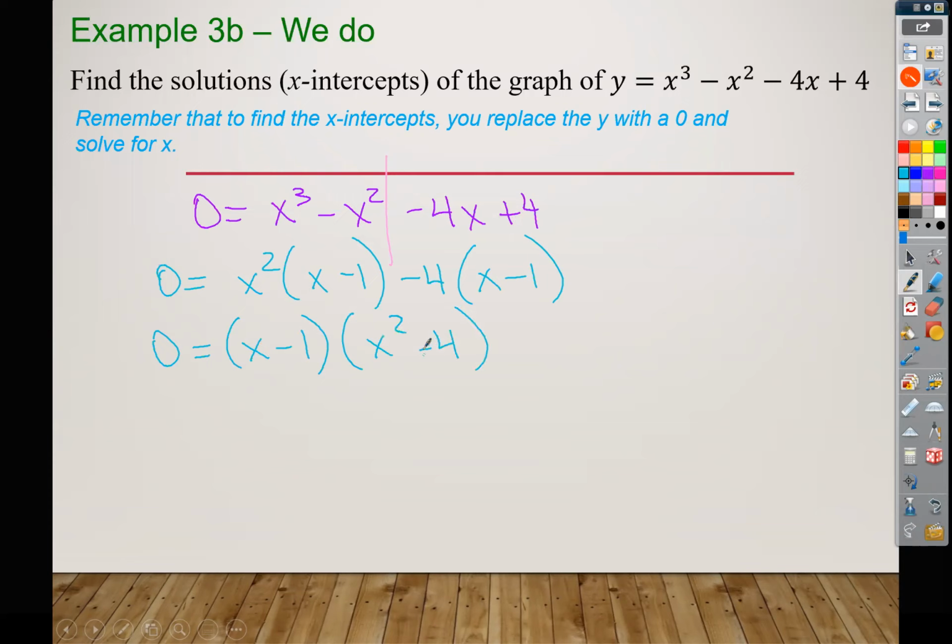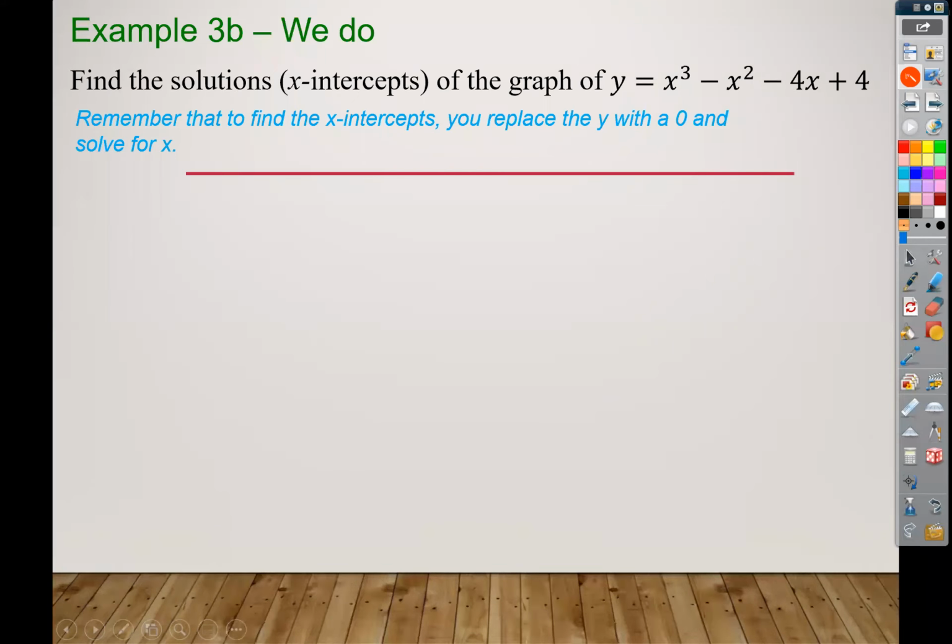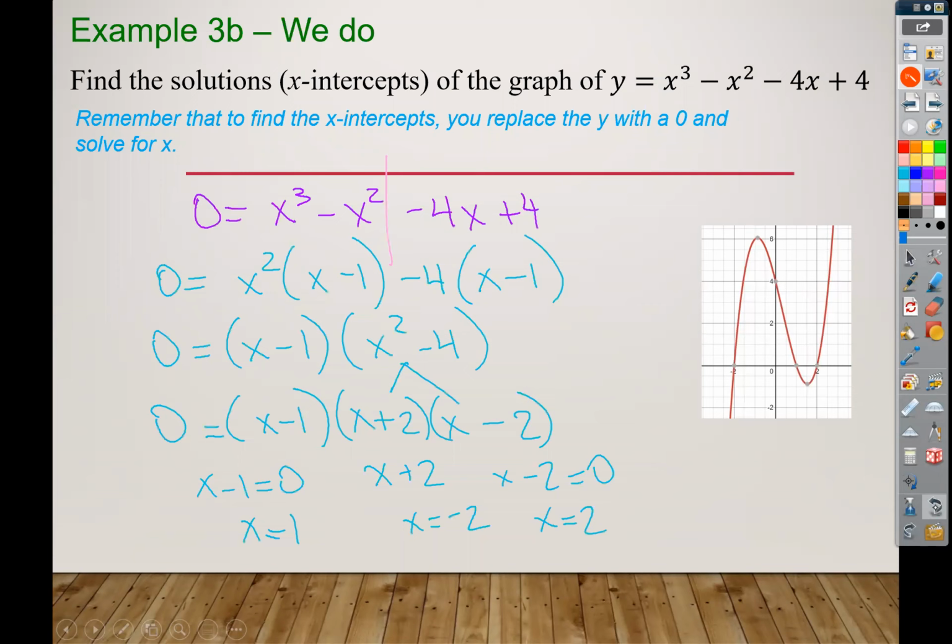Now, x squared minus 4 is still a difference of squares, so I can actually factor that again to x times x, 2 times 2, a plus and a minus. That would give me this. So if I set each of those factors equal to 0, I would get x equals 1, -2, and +2. So my graph would look like that. And my x-intercepts of the graph are at 2, -2, and 1.